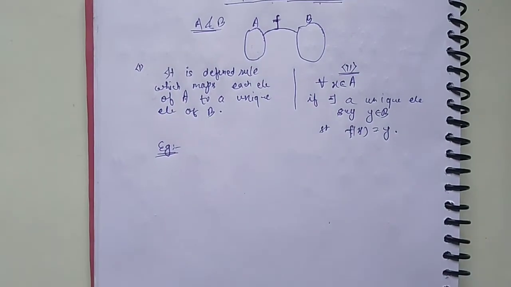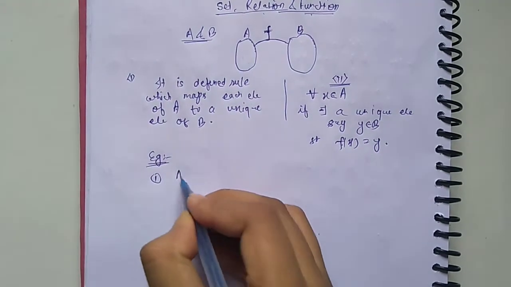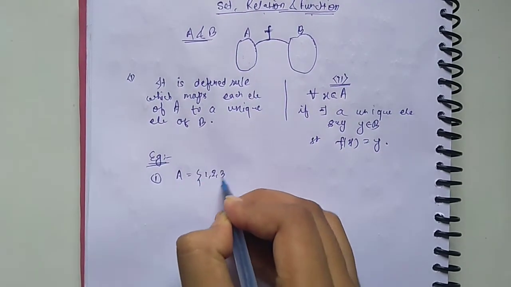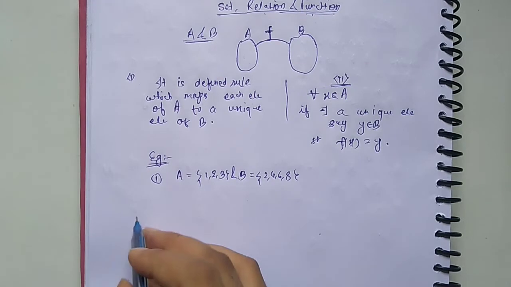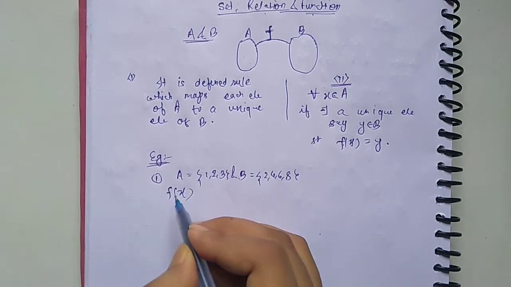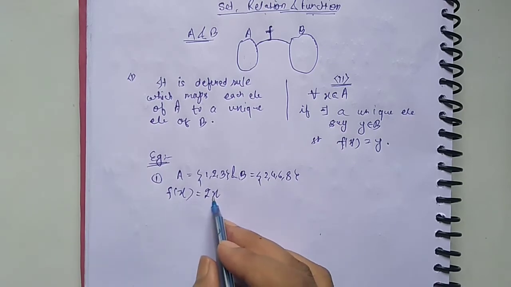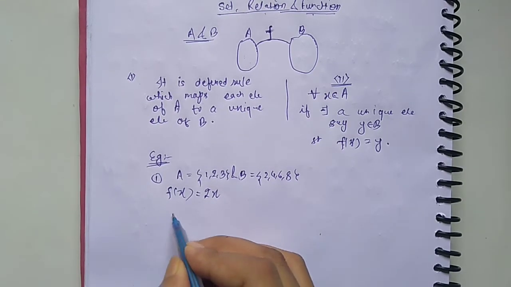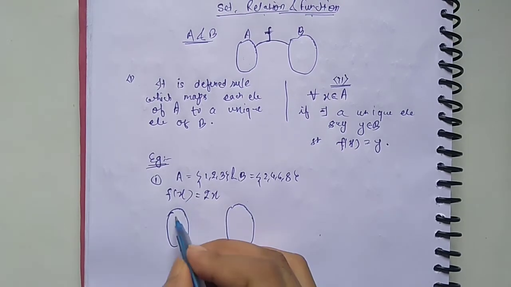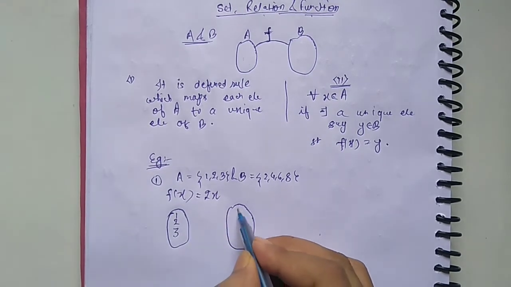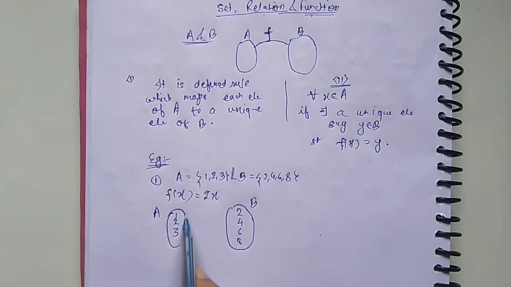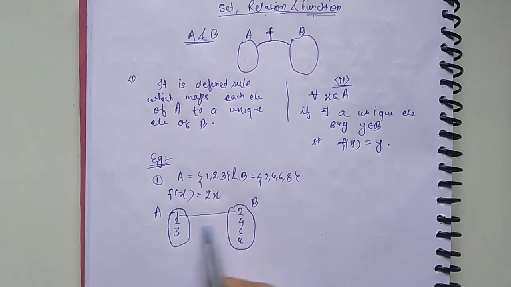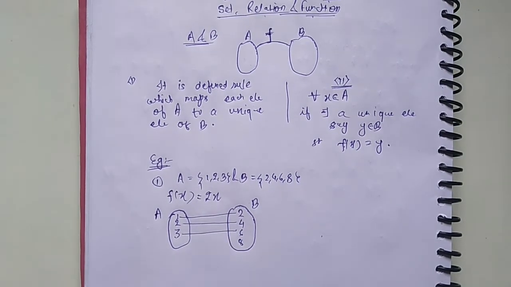Example number 1. Let this set A be 1, 2, 3 and the other set B be 2, 4, 6 and 8. If we define a map F such that f of X is equal to 2 into X, then this map can be represented by this figure, where this is set A, this is set B, and the elements are 1, 2, 3 from A and 2, 4, 6, 8 from B. Then by this map 1 maps to 2, 2 maps to 4 and 3 maps to 6.